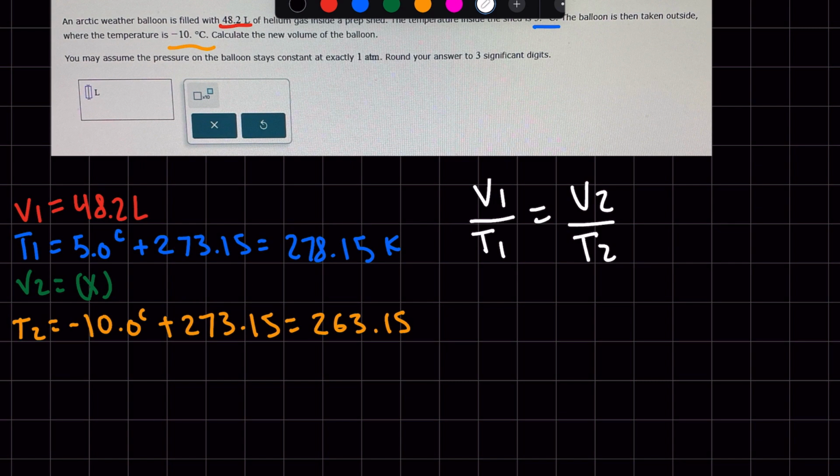So if we go back to our initial equation here, we have V1 over T1 is equal to V2 over T2. We're looking for V2. So what we can do here is we can just take V1 and multiply it by T2 over T1. And so now this is our new equation, and we can use this equation.